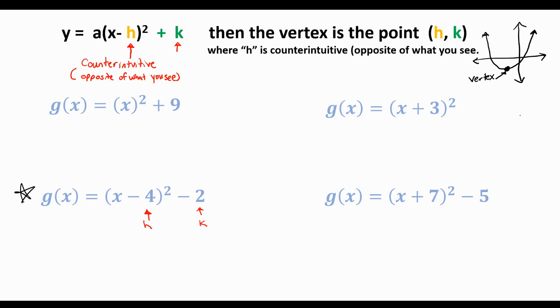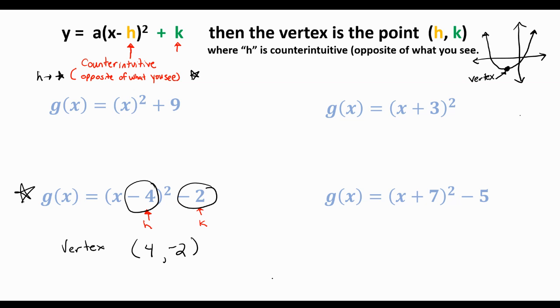All right, I'm going to start right here. We are going to identify what numbers the vertex is at. So we're going to use parentheses and a comma. We're going to label our vertex. Remember, H is always opposite of what you see. So you see -4, but you use +4. You have to remember that H is always opposite of what you see. That's for the H. K is just whatever you see. So for K, we use -2. And that's our vertex.